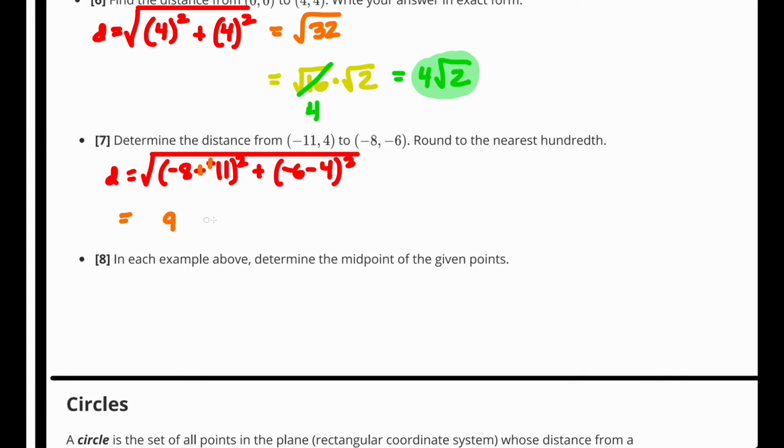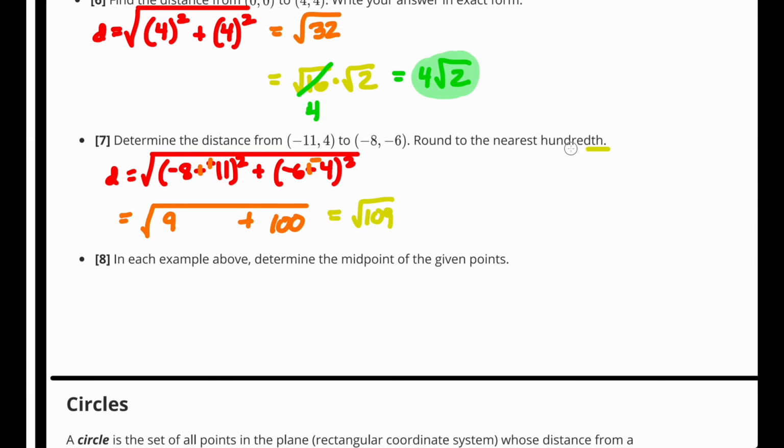Okay, from here, this is going to be 11 minus 8 is 3. 3 squared is 9. Plus negative 10. Negative 6 plus negative 4 is negative 10, squared is 100. Okay, and then we're doing the square root of all this, and you end up with the square root of 109.